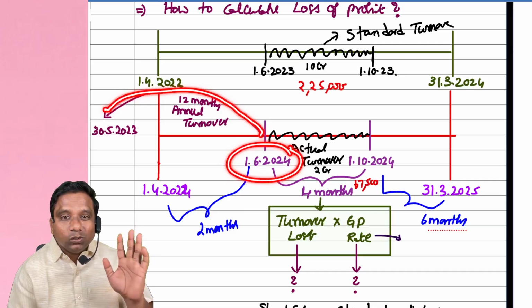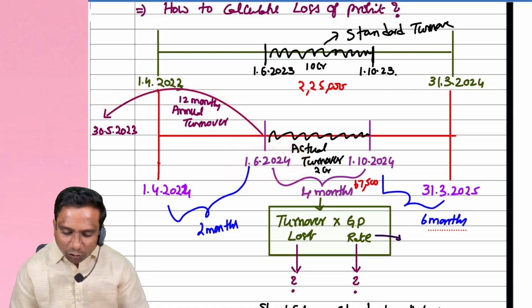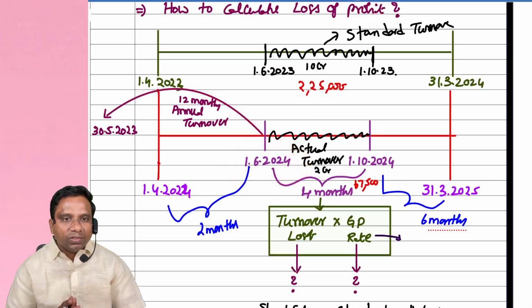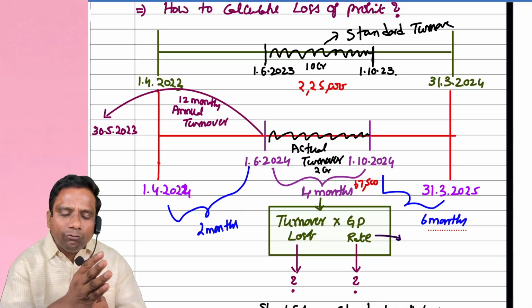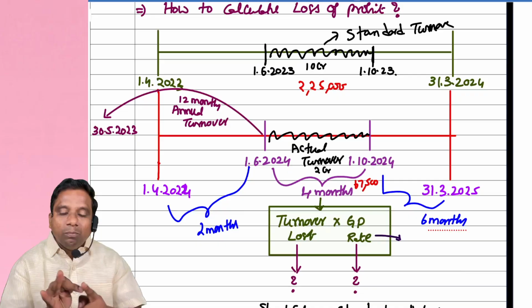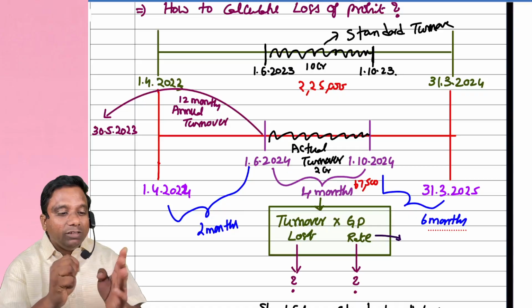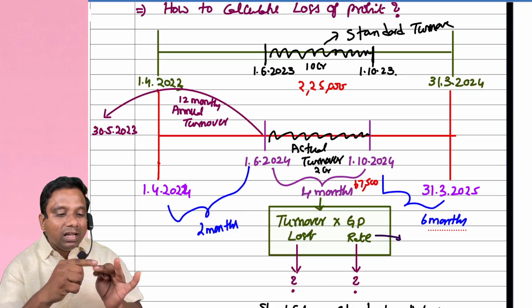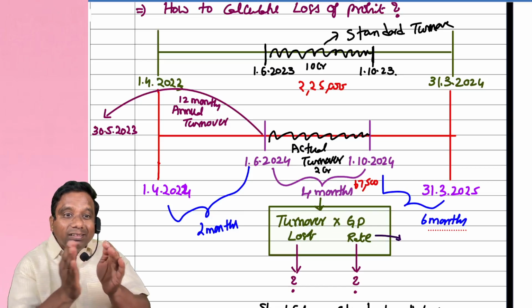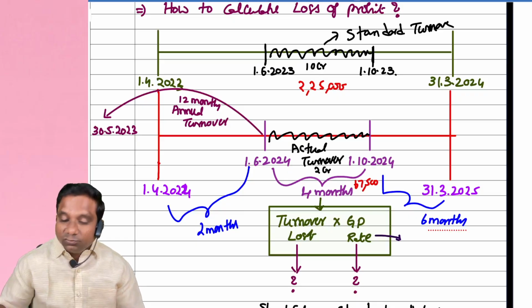Not previous year. Not previous financial year. From the date of fire, exactly go back to 12 months. Suppose the date of fire is 1/6/2024. Previously go to 12 months, means May 2024, April 2024, March 2024, February 2024, January 2024, December 2023, November 2023, October 2023. Like this, go back to 12 months preceding the date of fire.